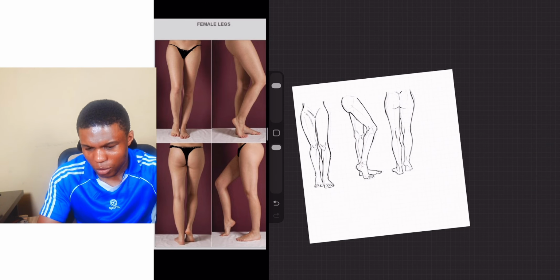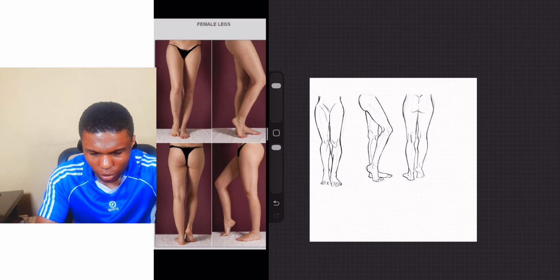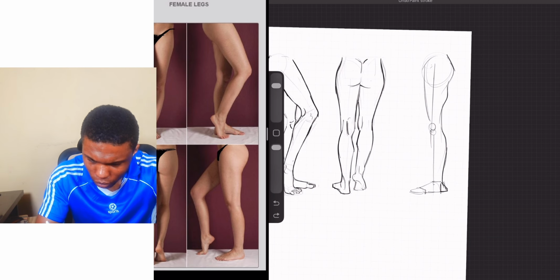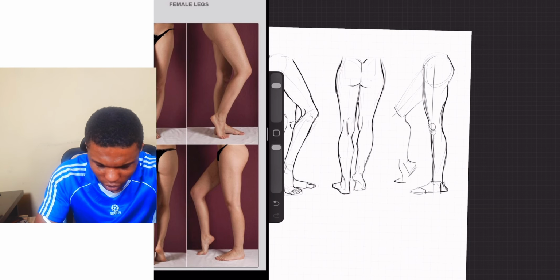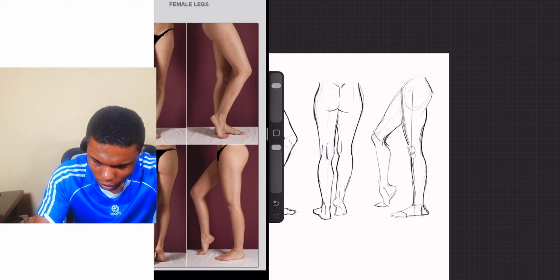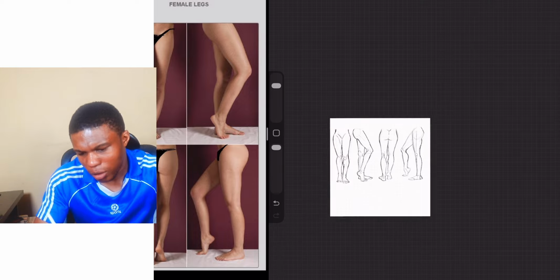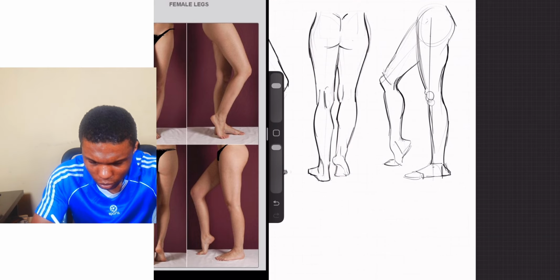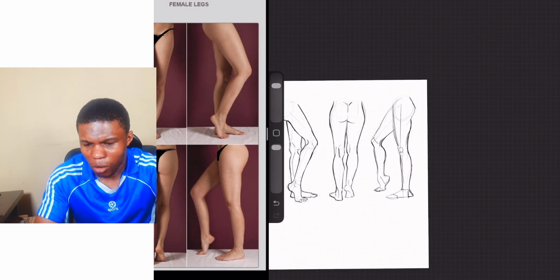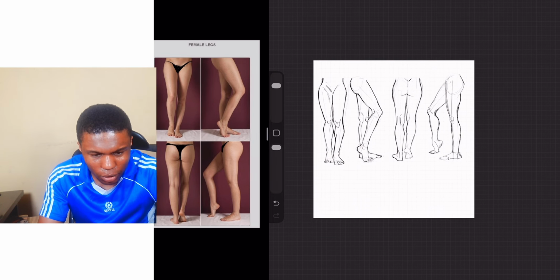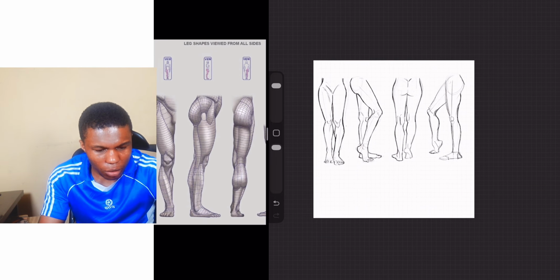Yeah, that should be better, but I'm just going to leave that like that. Not proud of that, but let's move to the next one. Yeah, I'm going to leave that like that. That looks good to me. I could shade it, man, but I'm not down for that. But anyways, that looks good, man.